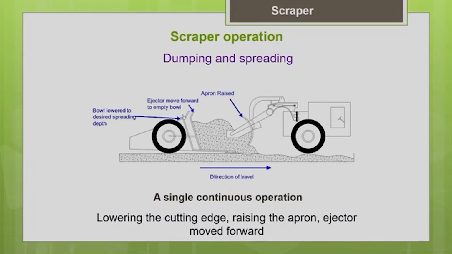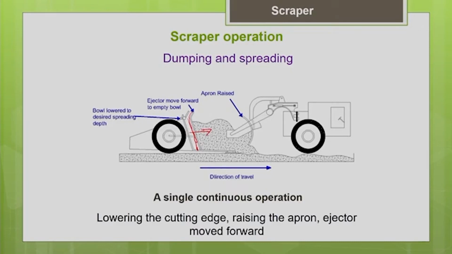Now raise the apron. To facilitate the outflow of the material, you have to move your ejector forward. So this is your ejector. You have to move this ejector forward. As you slowly move it forward, you can eject the material out of the bowl, so that you can do the dumping and spreading in one operation.